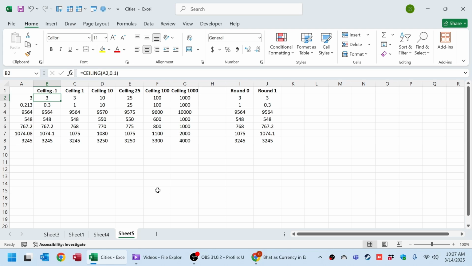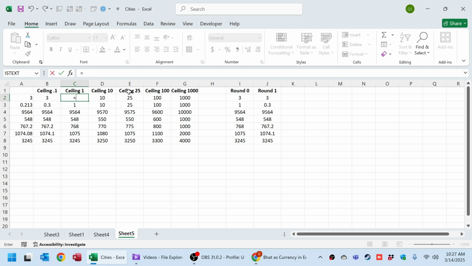So in today's video, we're going to look at the ceiling function. The ceiling function is a little bit like the round or round up function. It allows you to essentially find the nearest number above the number that you're looking for, to a certain specificity. So what that means is, let's just do the formula to start.